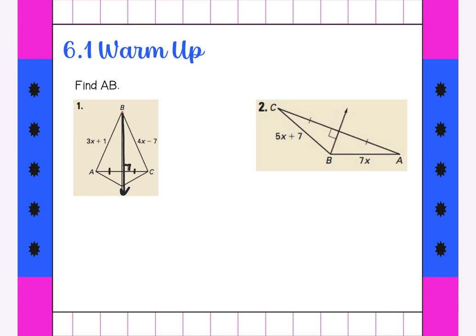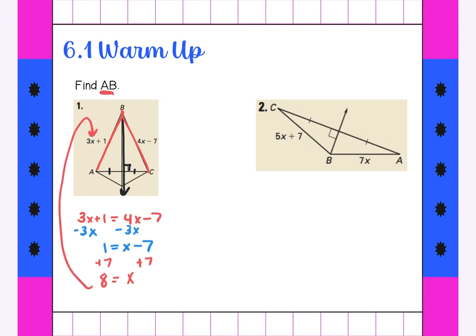And any point on this would be equidistant from the endpoints of that segment. So 3x plus 1 would equal 4x minus 7. Subtract the 3x, and add the 7. X is 8, but it's looking for AB. So we've got to take that and plug it back in. 3 times 8 plus 1, 24 plus 1, which is 25.